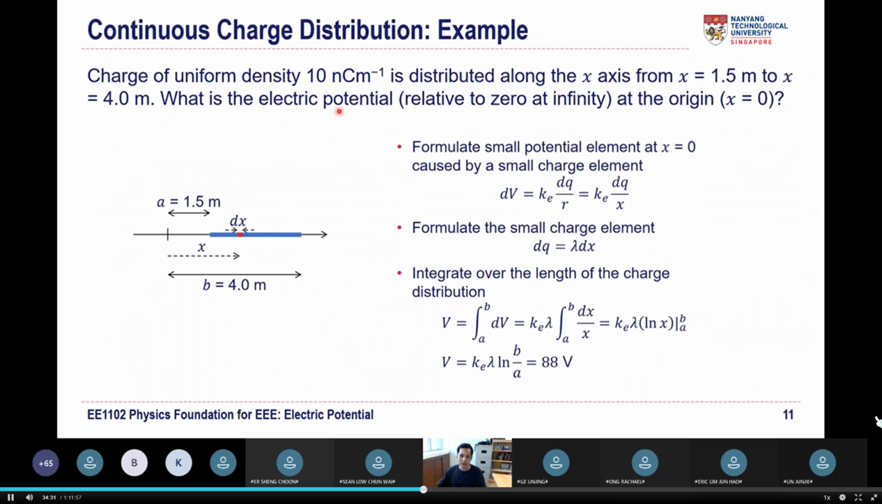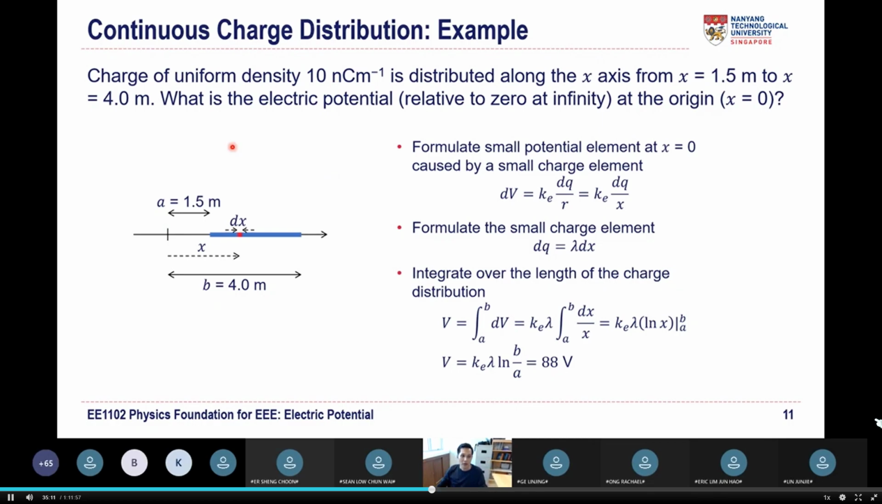What is the electric potential relative to 0 at infinity? So why is it 0 at infinity? Because if you have a single charge and you are very, very far away, then you only need very small energy to place another test charge at a very far distance, right? Because the effect from this charge is going to be very small if you are far away from it. And if the distance itself is infinity, then the energy will be zero. So that's what we call absolute zero electric potential.